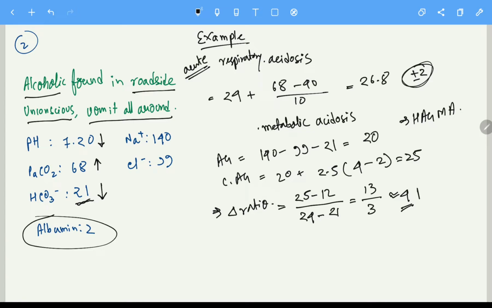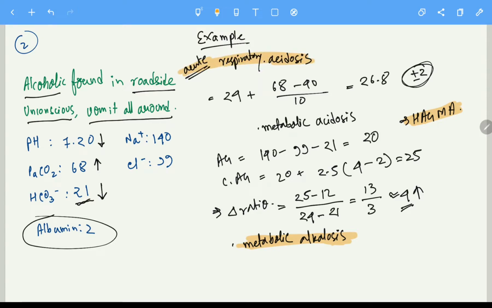So if the delta ratio is high, that means delta anion gap by delta bicarbonate is high, that means delta bicarbonate is low, that means the bicarbonate is high. So the bicarbonate is high, that means the secondary disorder is metabolic, and the bicarbonate is rising, so metabolic alkalosis.